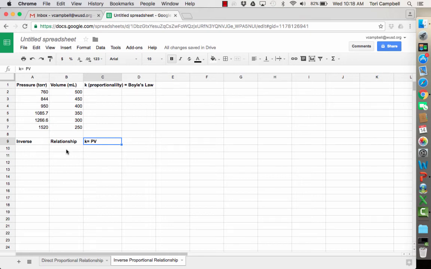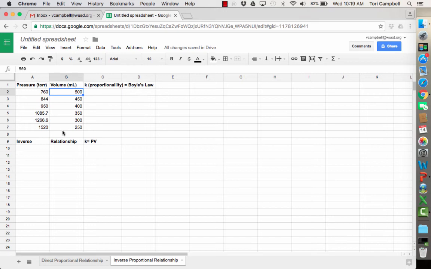So in this situation, I have my pressures, which are measured in what's called torr, and then I have my volume measured in milliliters. And you can just see, looking at the data, these numbers are a little bit more complicated than my last data set. So just looking at my data, I'm going to say that my pressure as I go down the column is increasing and my volume is decreasing. And the definition of an inverse proportional relationship is that as one variable goes up, the other goes down.